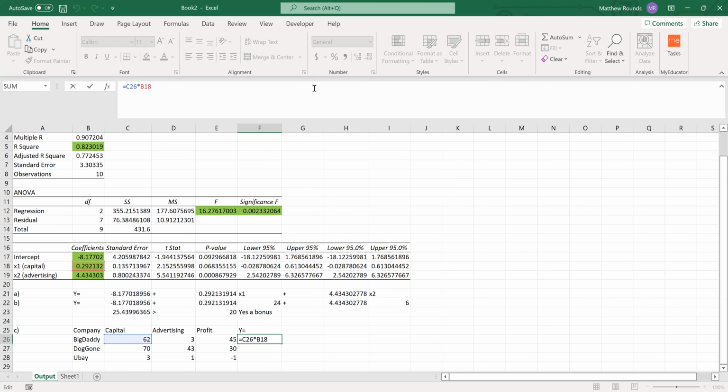Okay, so the other way is to use the dollar symbol and you hold it that way. So plus, you take your advertising dollars and you multiply it by the advertising coefficient, but you want to hold the cell for the next calculation. So that's why I use the dollar symbol. And then you add the intercept to it. So there's your regression equation.